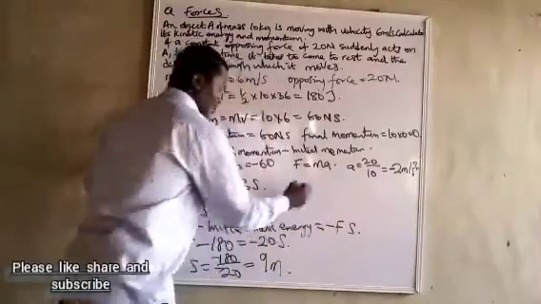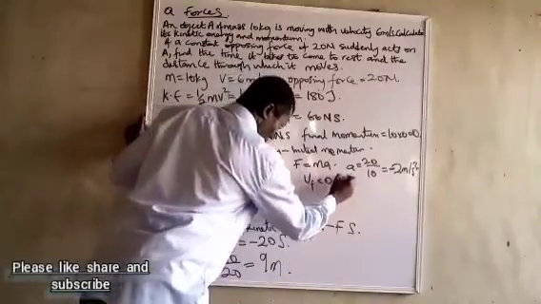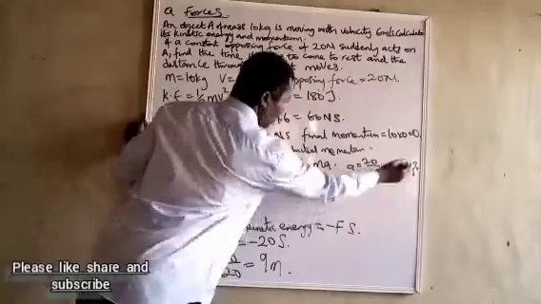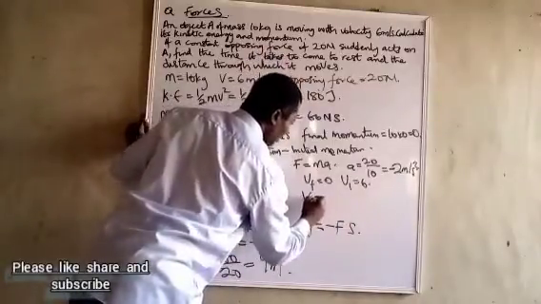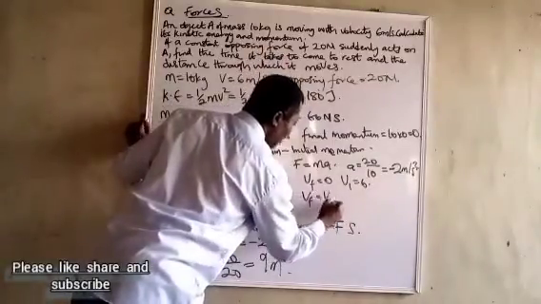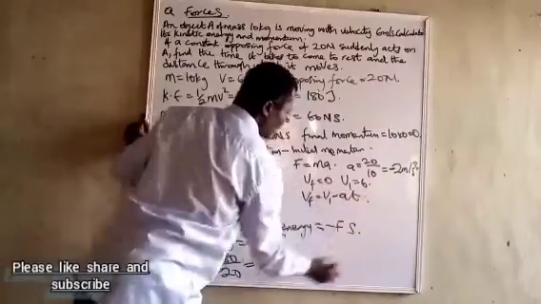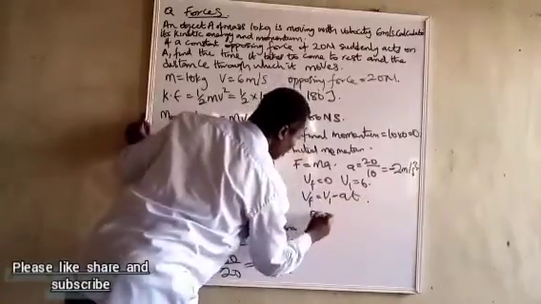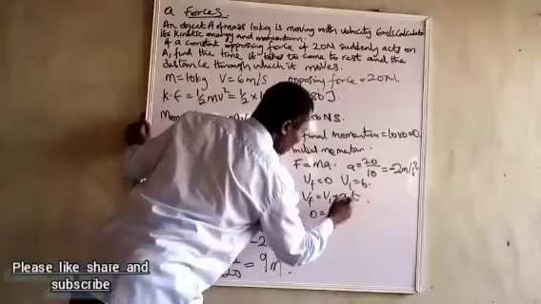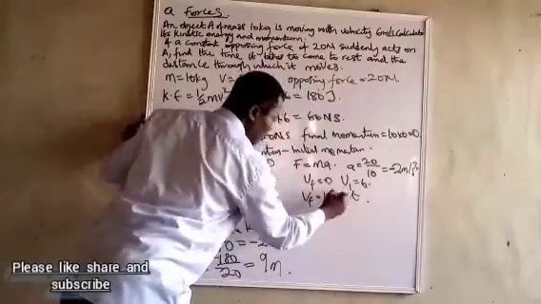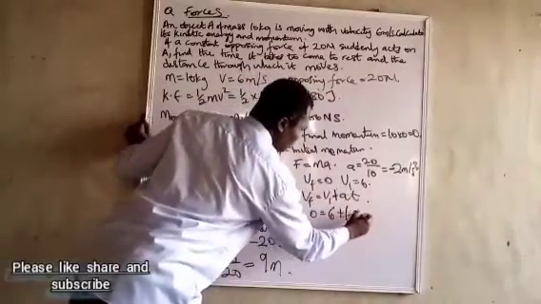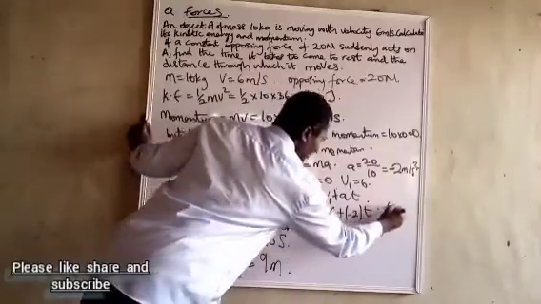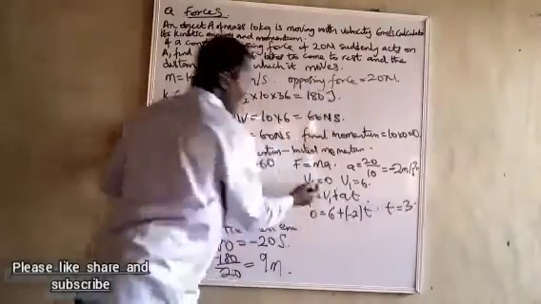What's our final velocity? V final is 0. V initial is 6. So from this, you can say V final is equal to V initial plus at. And from there, you can make this 0 equals 6 plus minus 2t. So from here, you can see that t is equal to 3. And you can use it again.